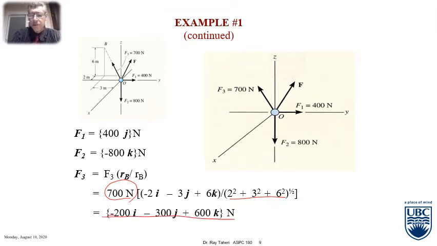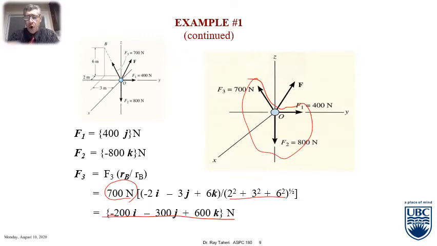These are the Cartesian components of vector F3. Now, whatever XYZ of this vector is should cancel XYZ of these three. So you can do it two ways. You can add all of them, find XYZ of the resultant of these three, and this XYZ of the F should be exactly negative of those values to counteract.